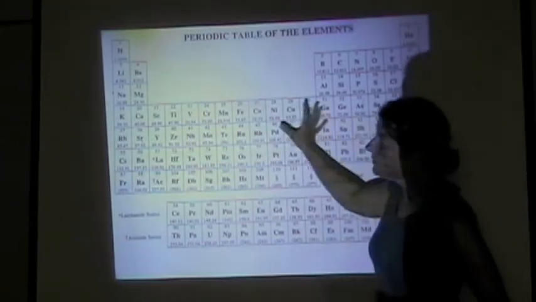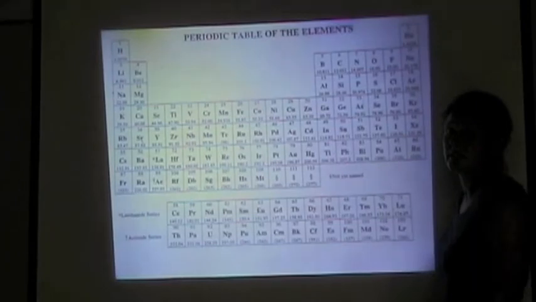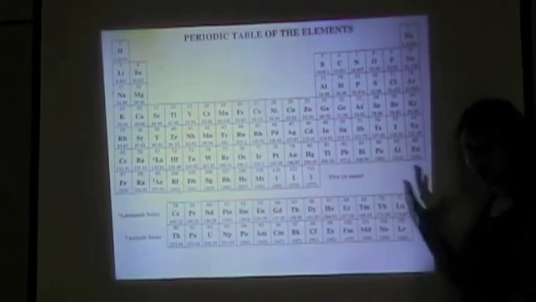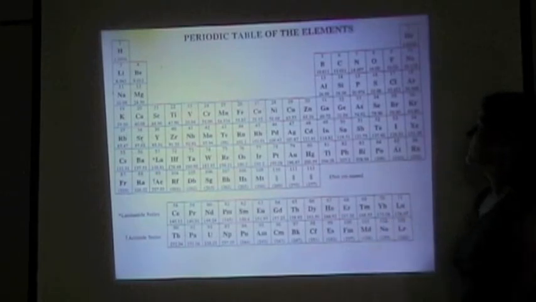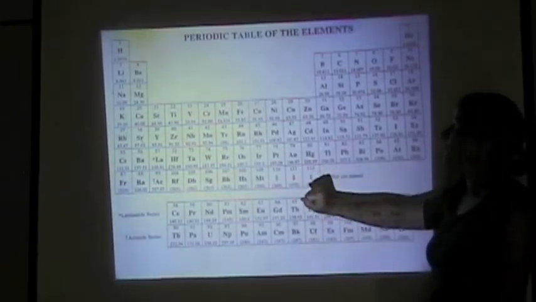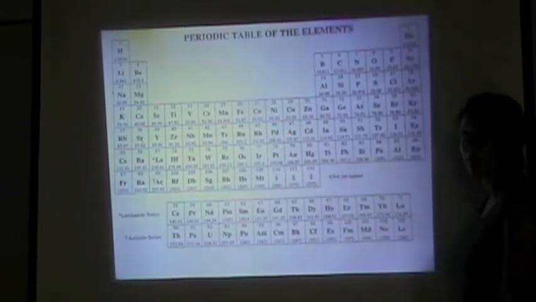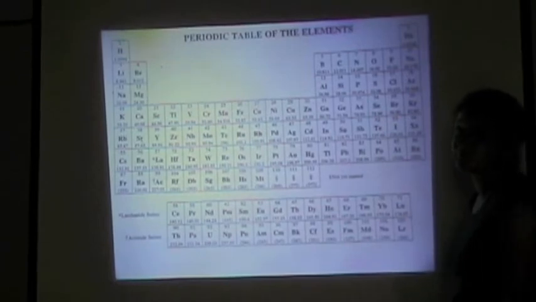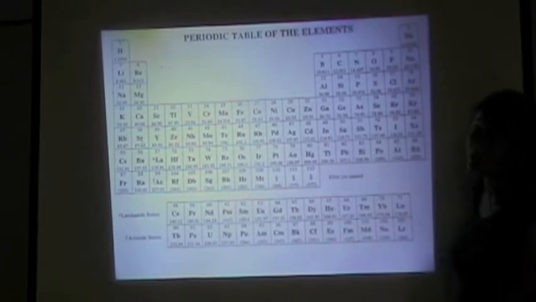So if all of these different elements are made of atoms at the fundamental level, how can they be different? What makes gold different from copper? What makes oxygen different from nitrogen? Okay, so that's what we're going to talk about today.